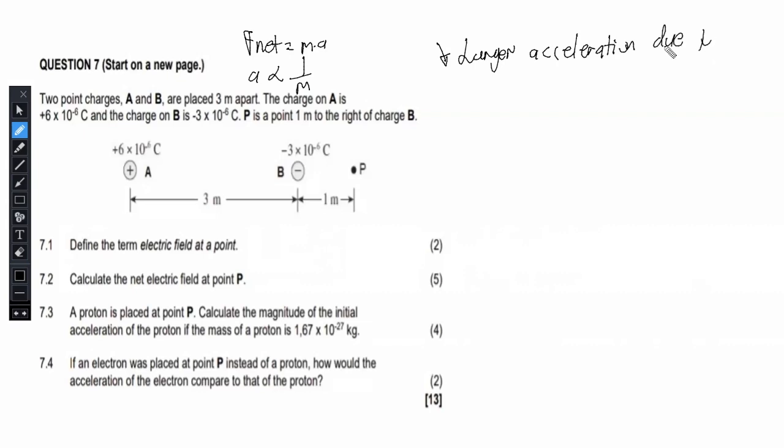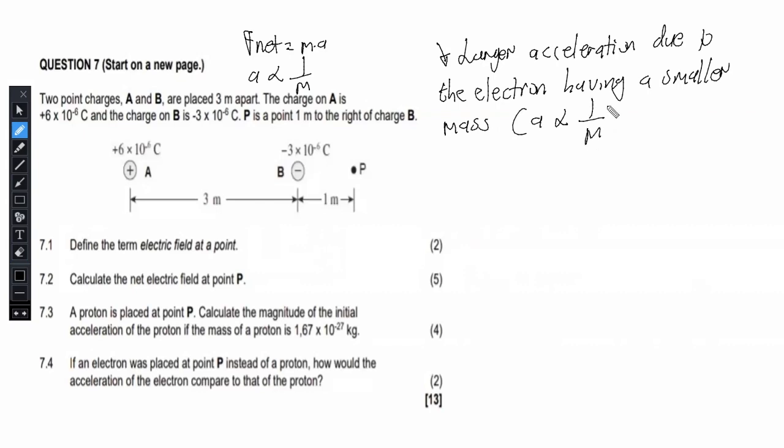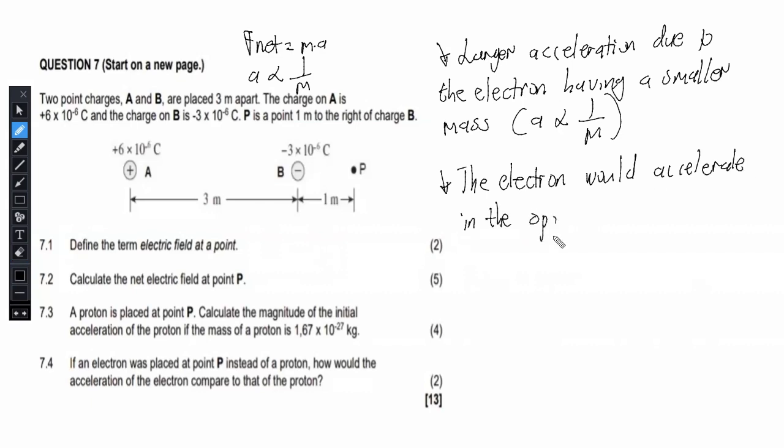due to the electron having a smaller mass. And then that is based on the relationship: acceleration is inversely proportional to the mass of the object according to Newton's second law. And then obviously, since now it's an electron and not a proton, we expect that the electron would accelerate in the opposite direction, opposite to the direction of motion.